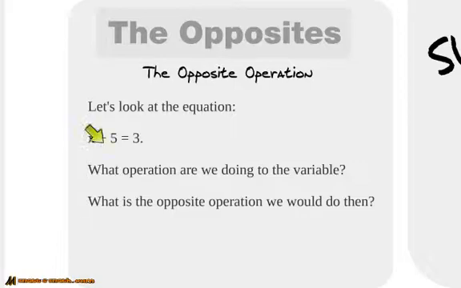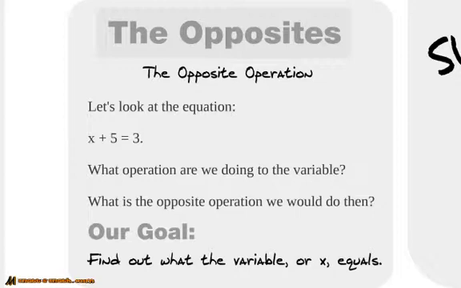If you said minus 5, you're right. So we don't want x plus 5, we just want x. So we got to get rid of the plus 5. How do we get rid of plus 5? Subtract 5. Subtract 5 there, but if you subtract 5 on the left side, you got to subtract 5 on the right side, okay? So our goal is to find out what the variable, or x, equals. Right? If there's ever a variable there, you're trying to figure out what it is, that's our goal. We're solving for x, okay? Get everything away from x, and then you'll figure out what it equals. All right.